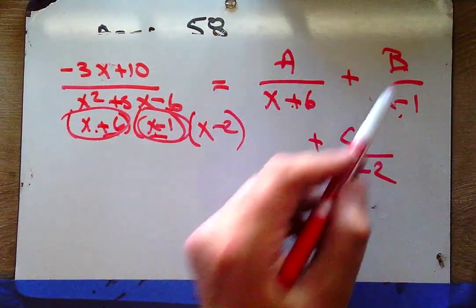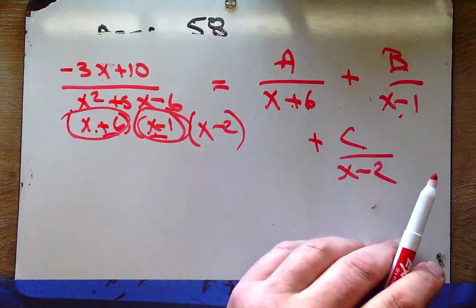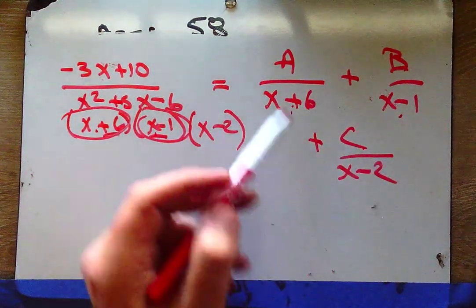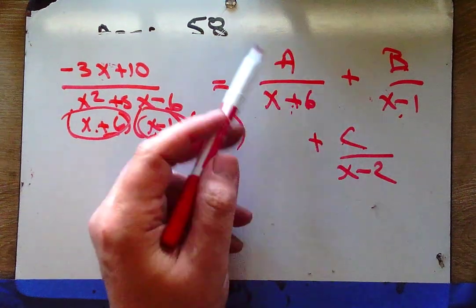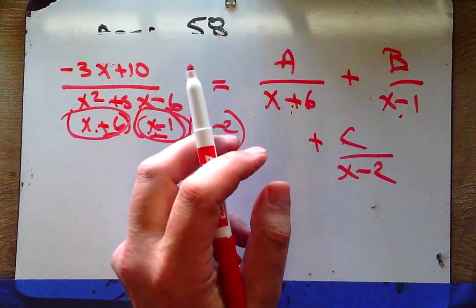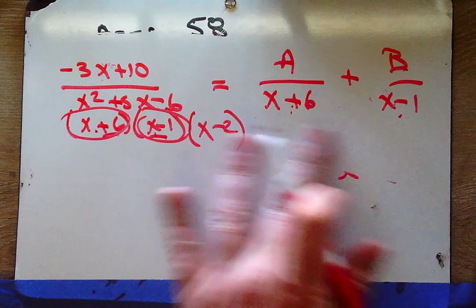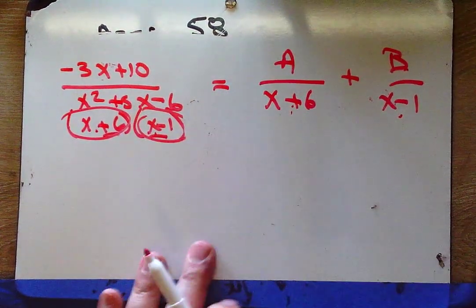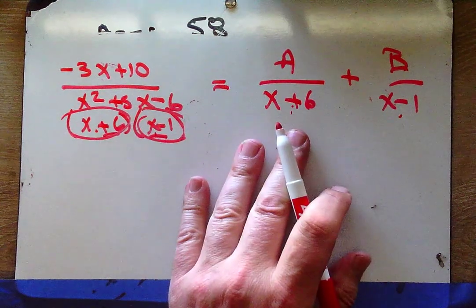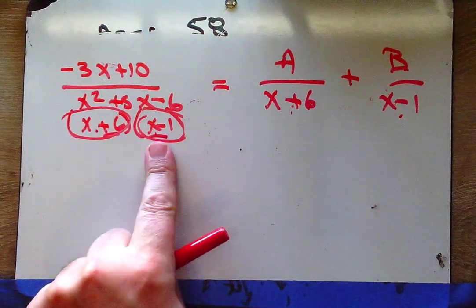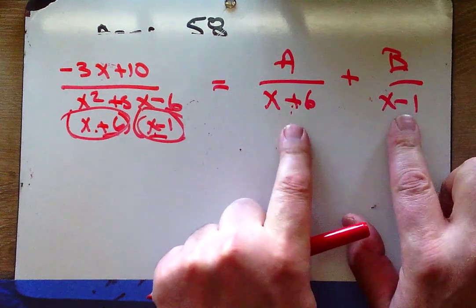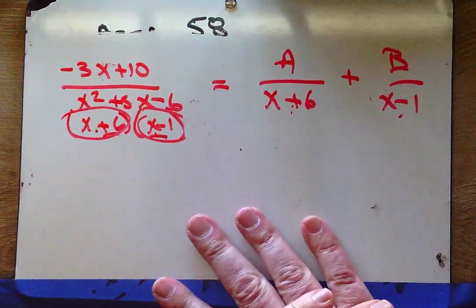No, it doesn't matter which letter goes over which of these factors as long as each of these factors has its own letter. It may turn out that these letters are the same number when we're done solving. It may turn out that they're all 3 different numbers. Okay? But our goal now that we have this setup, a letter over each of these factors, is to decompose into these partial fractions.